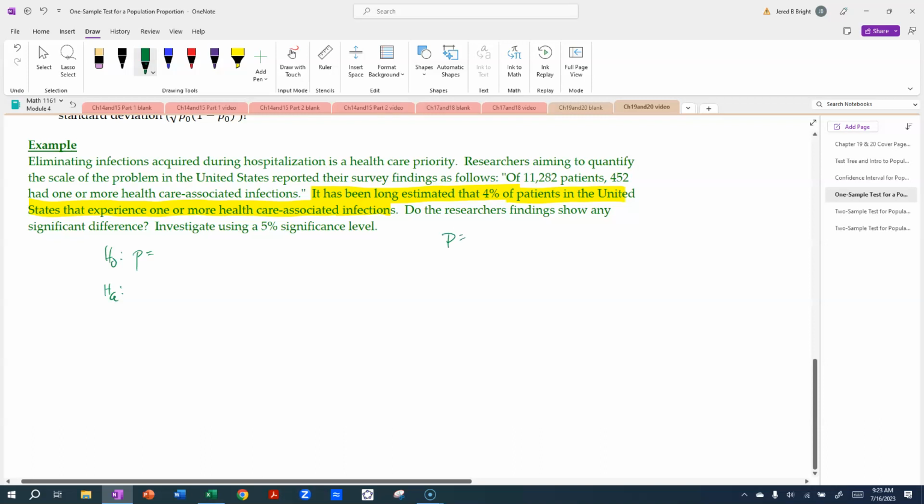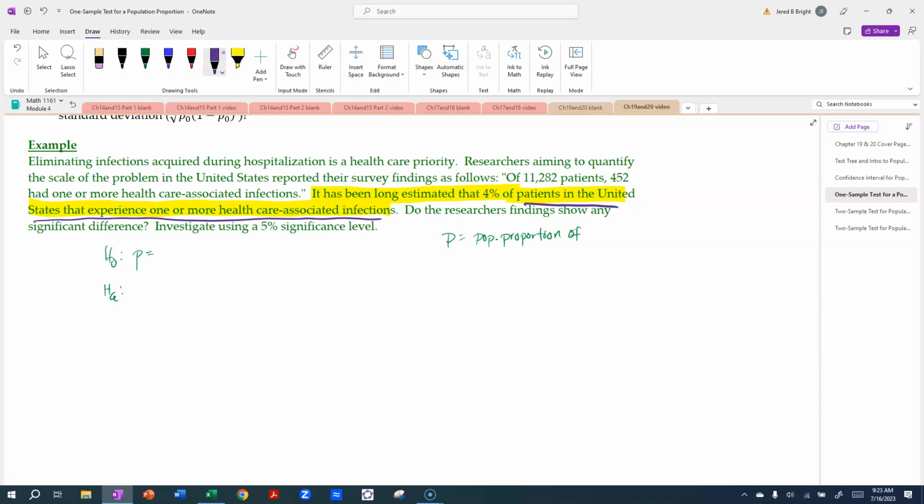okay, we have to define our symbols, right? P is the population proportion of patients in the U.S. that experience one or more healthcare associated infections. For time purposes, I'm not going to write all that out, but I'm just going to say it's all that I underlined in purple. Okay. But so the idea is that previously it was estimated to be 4%.